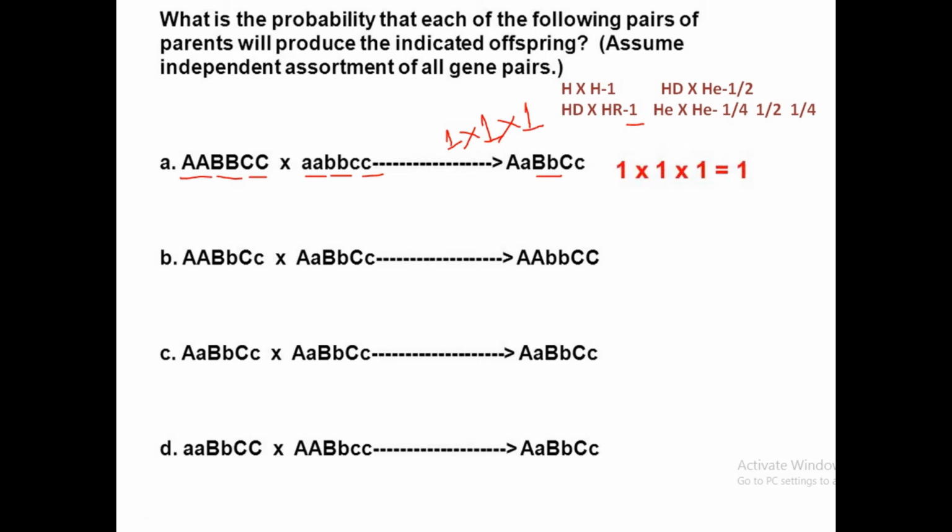So the probability becomes 1. Now let's do the second one. If we cross between capital A capital A and capital A small a, it is homozygous and it is heterozygous. We have to see what we'll get. Homozygous into heterozygous, we get a probability of half.